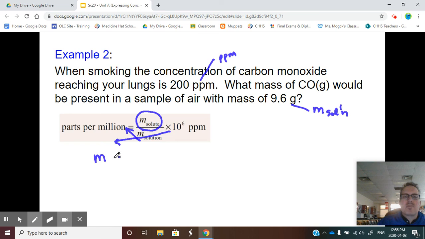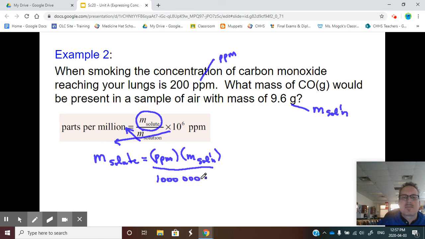So mass of solute equals ppm, and we can abbreviate parts per million, times mass of solution, because it moved up, so we're going to multiply the two. And then we're going to now bring it across, so we're going to divide by, and I like writing the 1 million better. So you get a mark for your formula, you get a mark for moving your formula, and now you get a mark for substituting in.